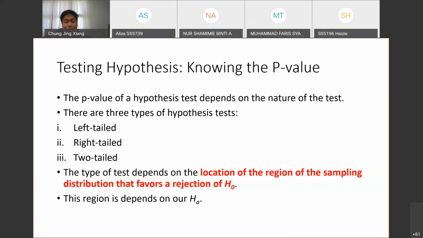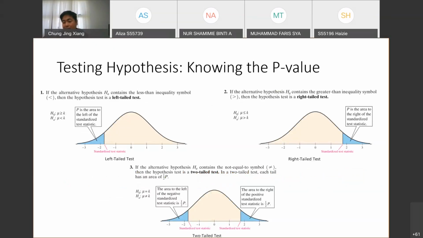There are actually three ways that we usually test this p-value when we do a hypothesis test. One is left tail, right tail, and two tail. So let's look at the next slide. Okay, so for a left tail test, you can see like this. The p-value is located at the left. So this is an example of a left tail test.